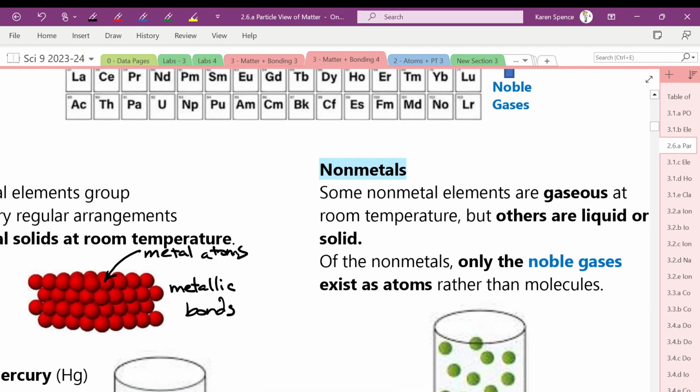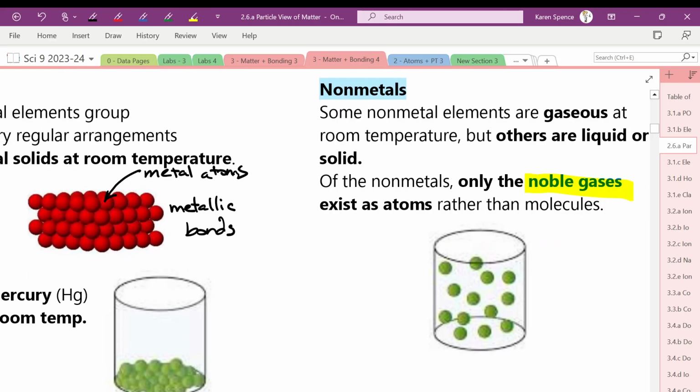Some nonmetal elements are gaseous at room temperature. For example, the noble gases are, guess what? Gases. And they are the only ones that hang out as atoms. So this right here would be a noble gas. Do you remember why the other elements don't exist as single atoms? Yes. Pardon me?